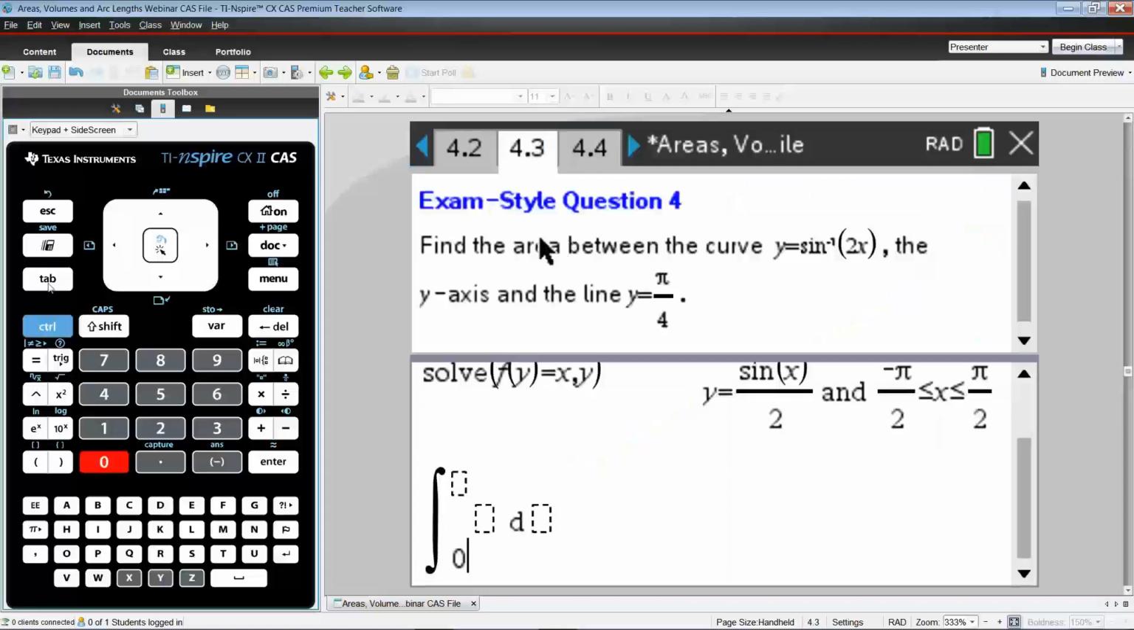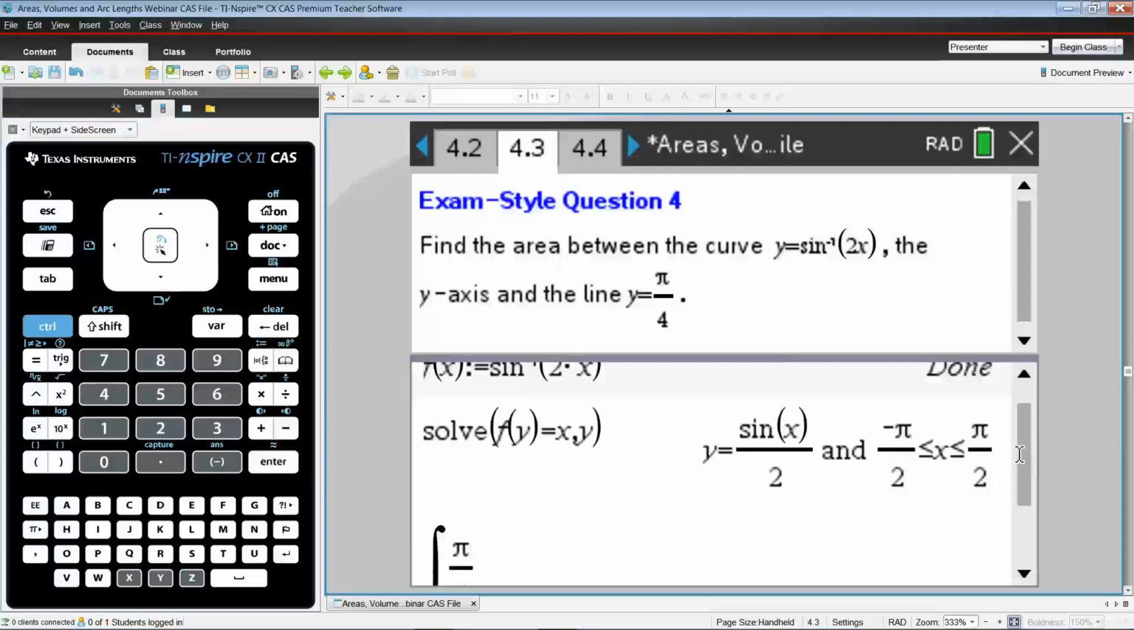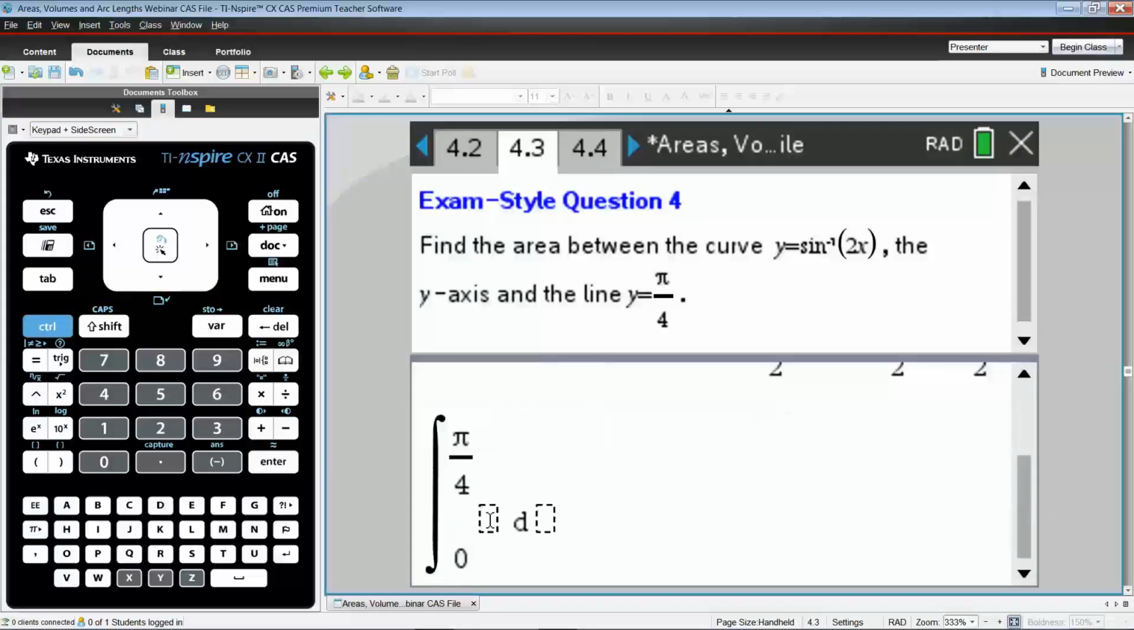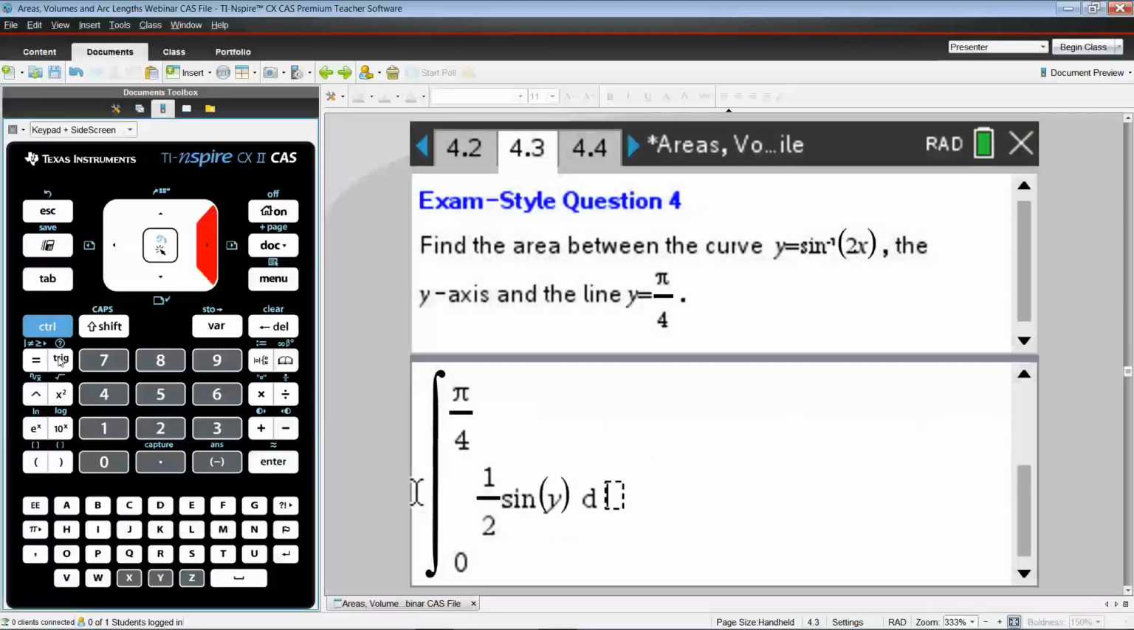So 0, and then tab, let's start a fraction, and we have pi, and on the bottom we have 4. Okay, and then over here, what's the function we've got? We've basically got half sine of y. So I'm going to put a fraction, half, and then trig, sine of y, and then dy.